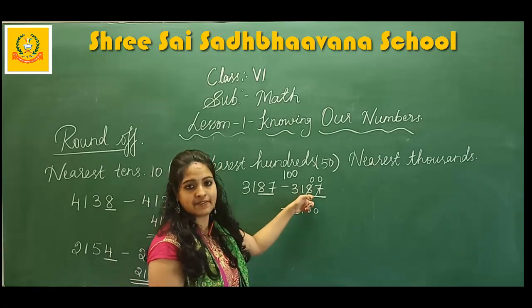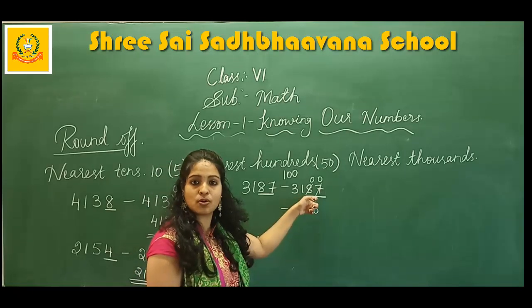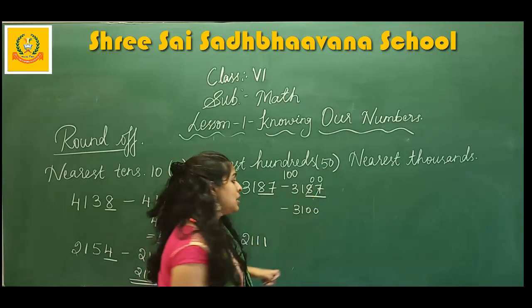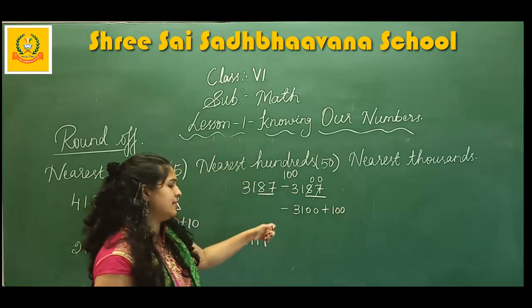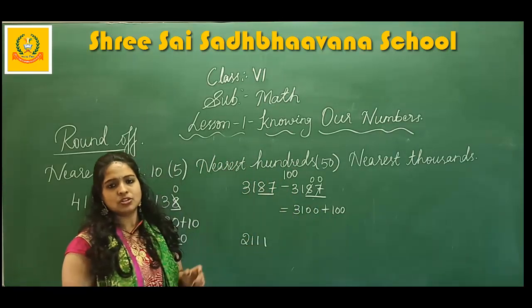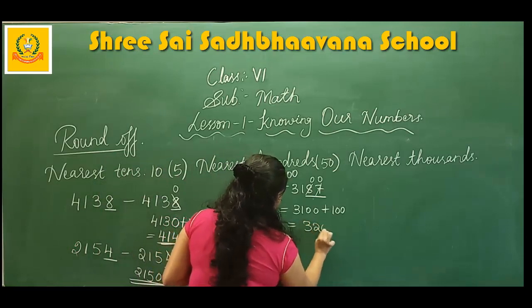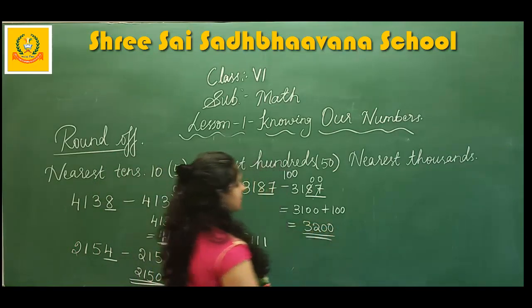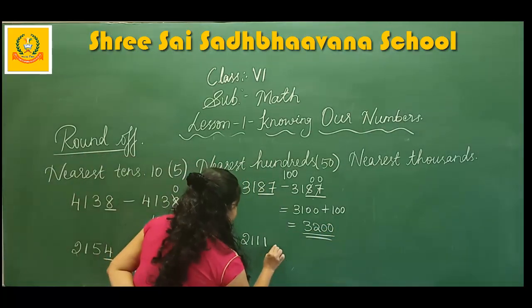See here, 87. Is it more than 50? Yes, this is more than 50. So what I have to do? I have to add 100 to this. Now add 3100 plus 100. So 3200. Answer is 3200. Understood now? Yes. Move on to this example.